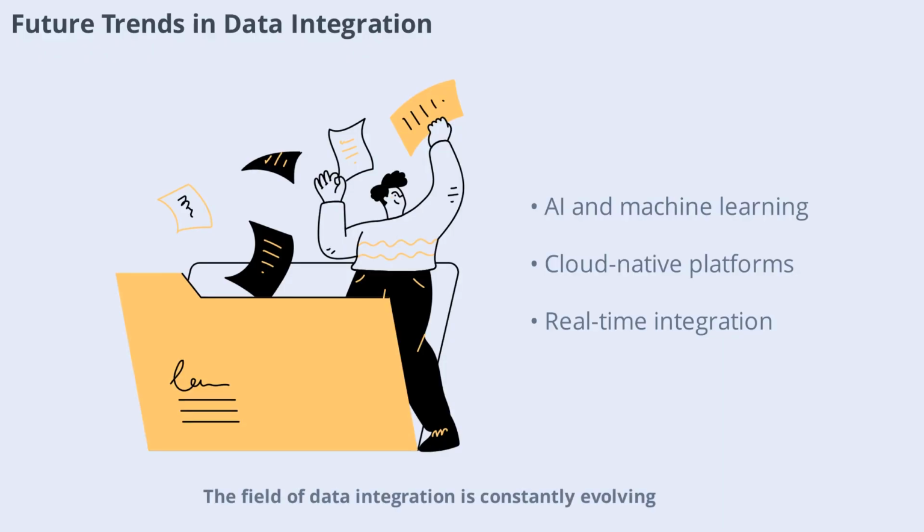The field of data integration is constantly evolving. Emerging trends include the use of artificial intelligence and machine learning to automate data mapping and quality checks. Cloud-native integration platforms are becoming more popular, offering greater flexibility and scalability. Real-time and event-driven integration are also on the rise, enabling faster insights and more responsive business processes. Staying informed about these trends will help you future-proof your integration strategy.